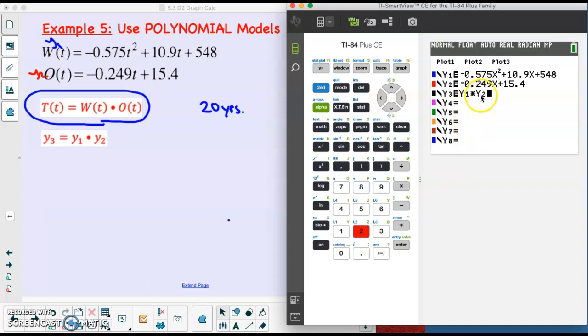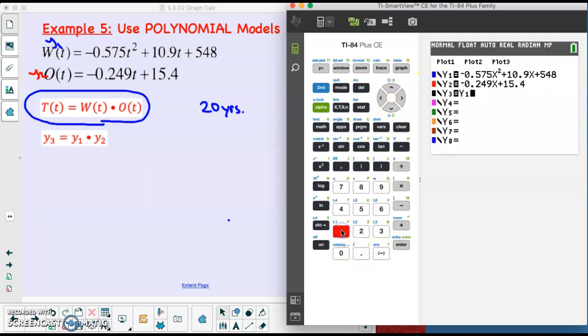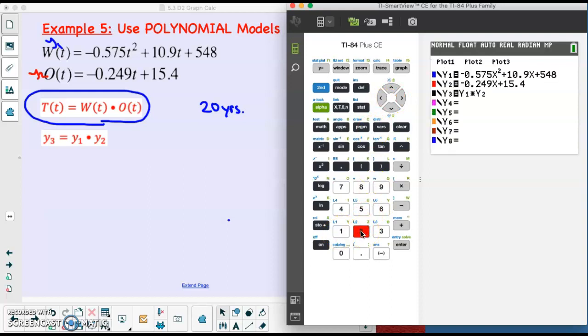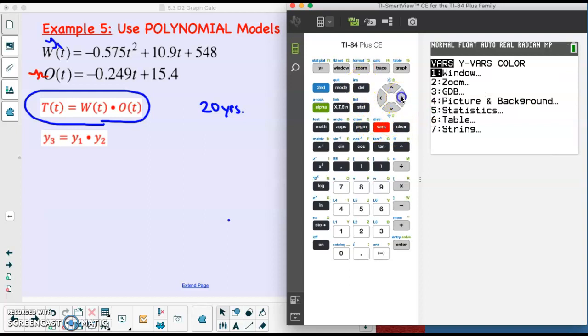If you don't have that function, what you do is you hit vars, which is short for variables. Vars, I want a y variable, so I'm going to push the right arrow. I want number 1, a function, and there's y1. And then I'm going to multiply it by, again, vars, y vars, function number 2. Right? Again, if you didn't catch that, alpha trace is a shortcut to get to y vars. All right? But if that doesn't work, you have vars, y vars, function, and here's your list.